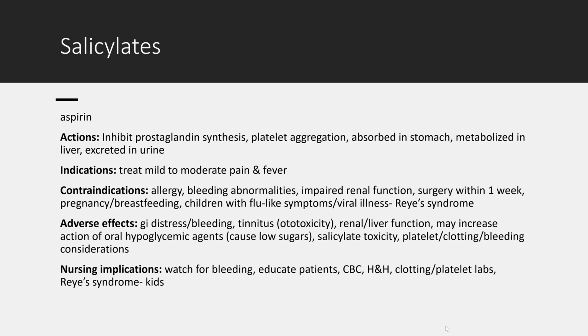So contraindications would be anyone with bleeding abnormalities and allergy, impaired renal function, someone who's had surgery within the last week, someone pregnant or breastfeeding. And then you're not going to give this to children who are exhibiting flu-like symptoms or have had a viral illness, because it could cause Reye's syndrome.